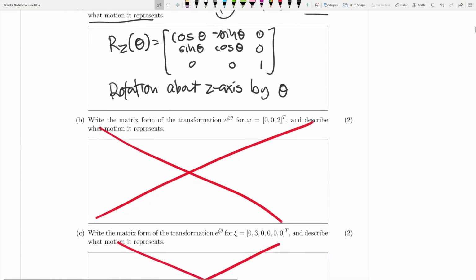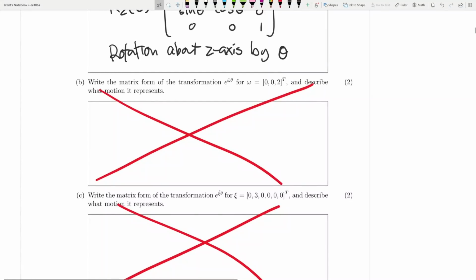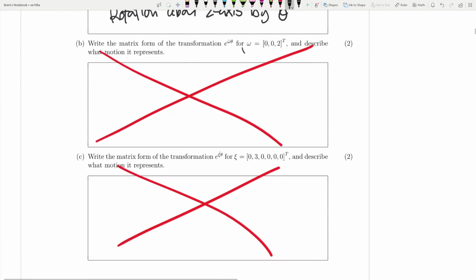Next, I'm going to skip part B and C just because we didn't really cover the material the same way, specifically what we do with these non-normalized omegas. So you won't see a similar question on our actual exam this Thursday, but I'd encourage you to try these problems out anyways.